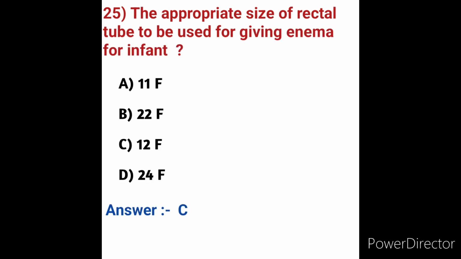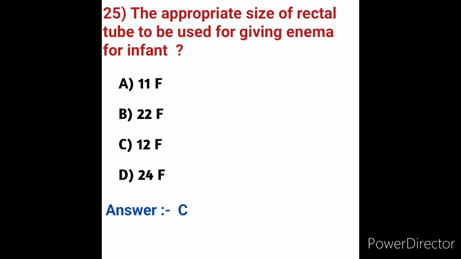Next, move on to question number 25. The appropriate size of rectal tube to be used for giving enema for infant. What is the appropriate size of rectal tube for giving an enema to an infant baby? We will see the options here. Option A, 11 French. Option B, 22 French. Option C, 12 French. Option D, 24 French.